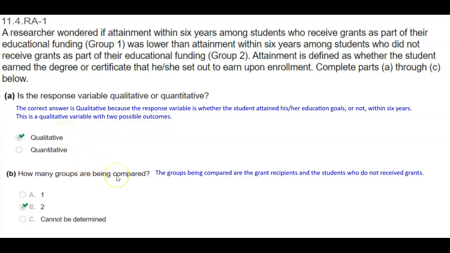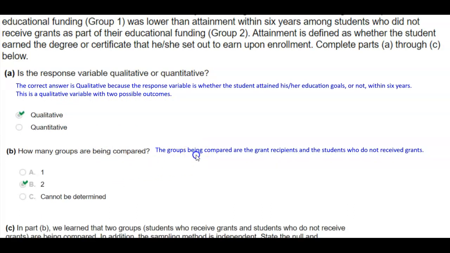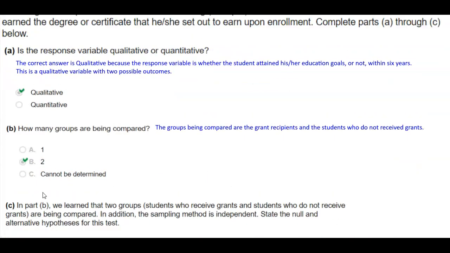How many groups are being compared? Well, the groups being compared are the grant recipients and the students who do not receive grants, so therefore there's two. Now in part B, it says we learned that two groups, students who receive grants and students who do not receive grants, are being compared.